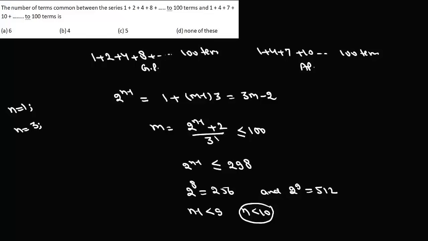16 plus 2, 18. 18 by 3. So it will be n equals 5. Next one will be n equals 7 and n equals 9. So altogether there will be 5 values. So the number of terms common between the two series is 5, and that's your option C.